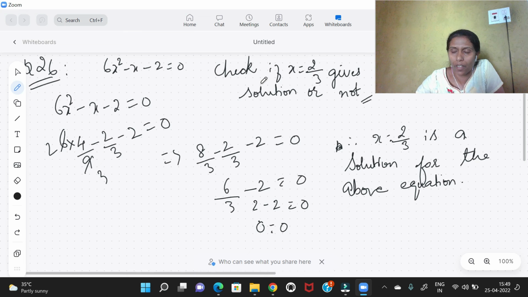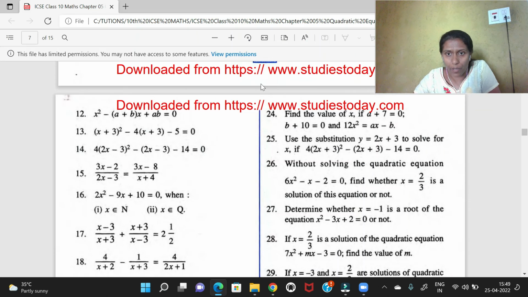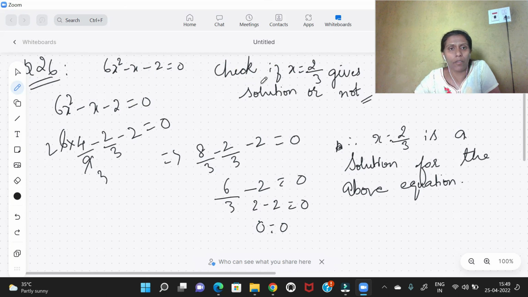Without solving, let me check what is given. Solving the quadratic equation means that we are going to find the factors, right? So now we are not going to find the factors. If that is the case, what else is a method? They already gave x is equal to 2 by 3. You are going to check whether it is a solution or not.